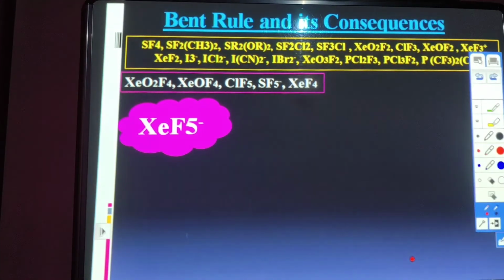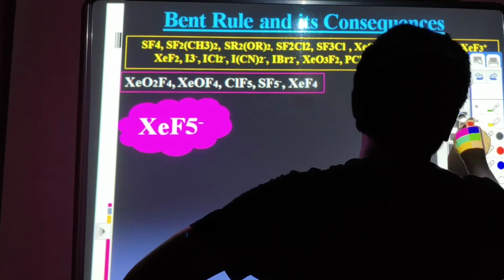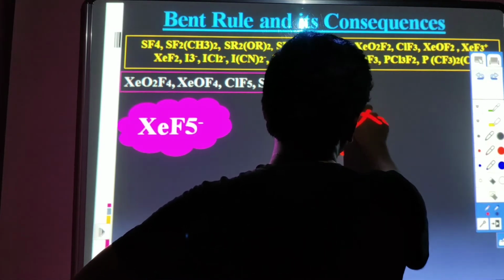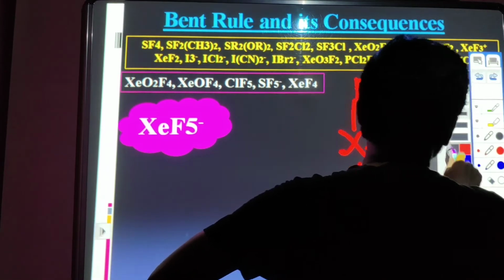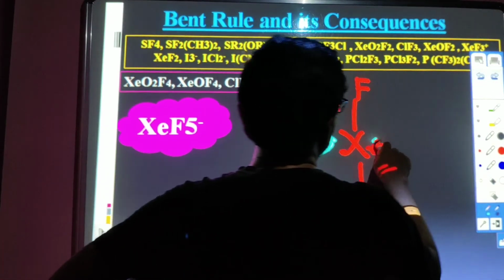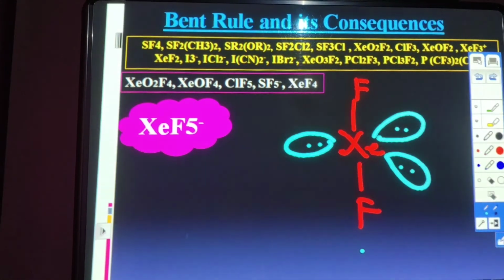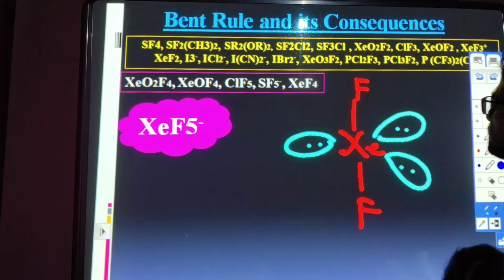Next what? XeF2. This is Xe, with the more electronegative element here and here. Three lone pairs. You just calculate by yourself: from the total valence electrons, divide by 8, and you will get this information.